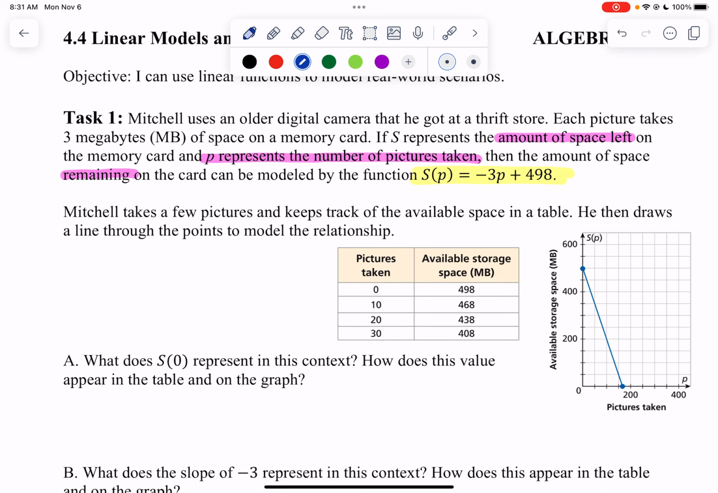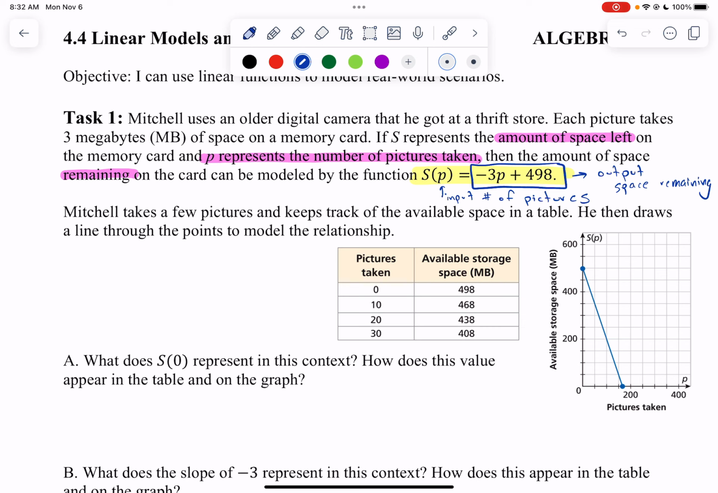So this tells me my input here is the P, which is the number of pictures taken. I put it into this function rule right here. So I take negative 3 times the number of pictures I've taken and add it to 498. The output is the space remaining on the card. How much space do I have left?